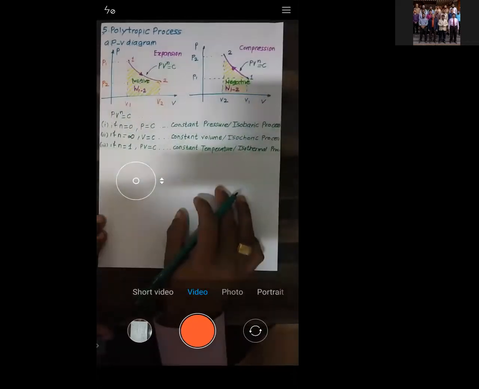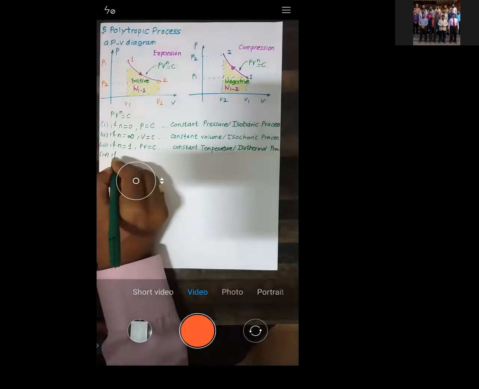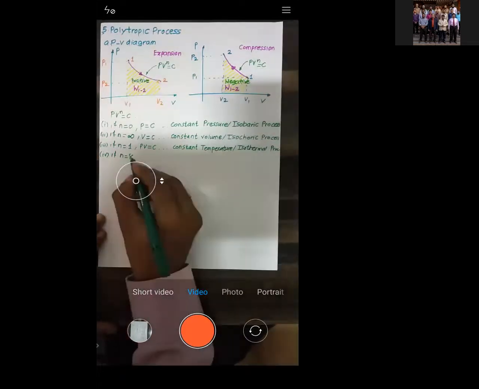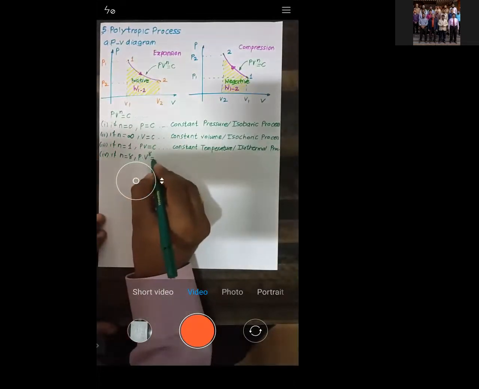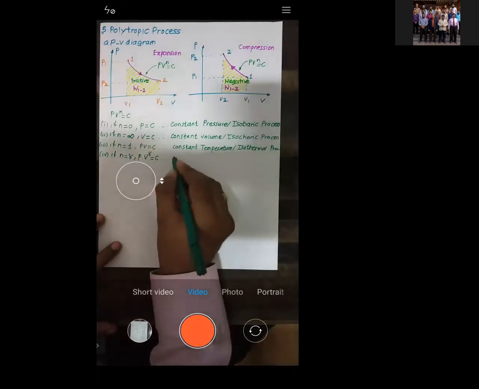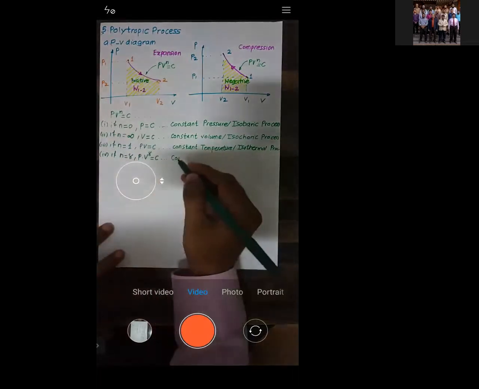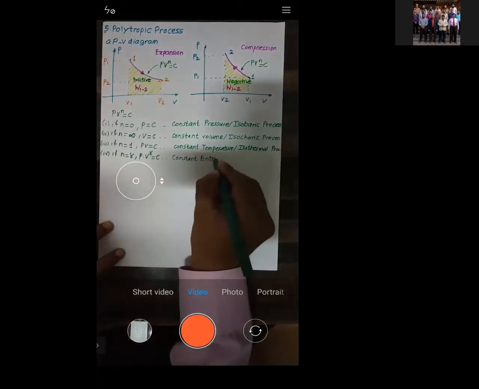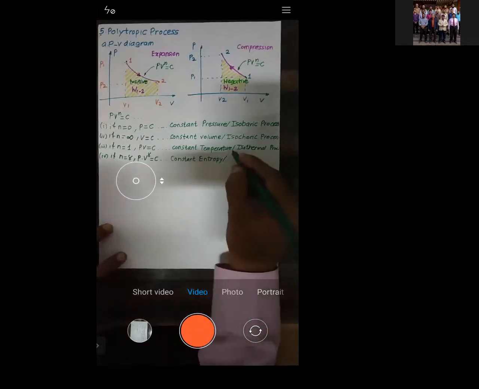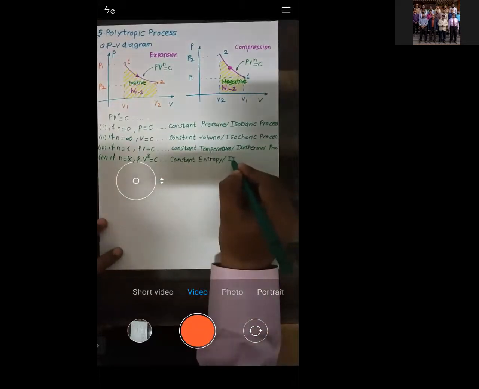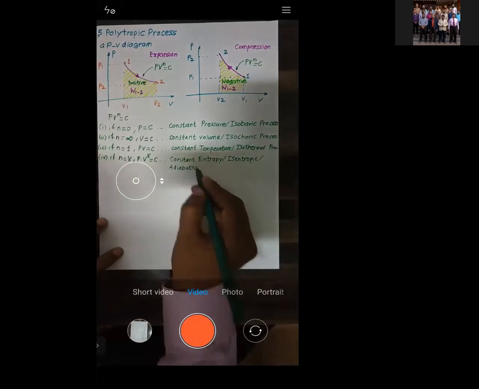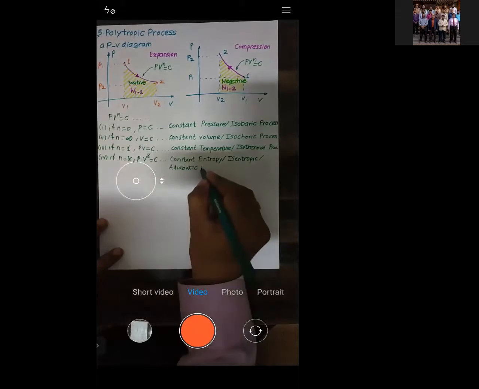Now let us take one more case. If you put n equal to gamma, what happens? You will get the product of pressure into volume raised to power gamma equal to a constant, PV^gamma = C. That is nothing but constant entropy, known as a constant entropy process, or isentropic, or adiabatic. There are multiple names for a single process.